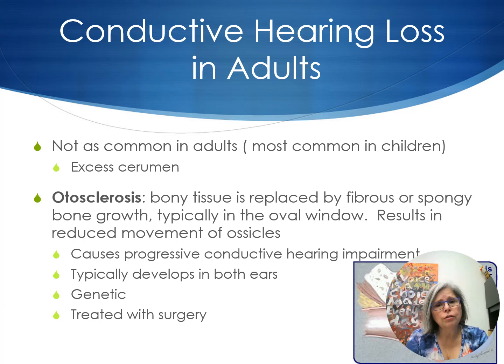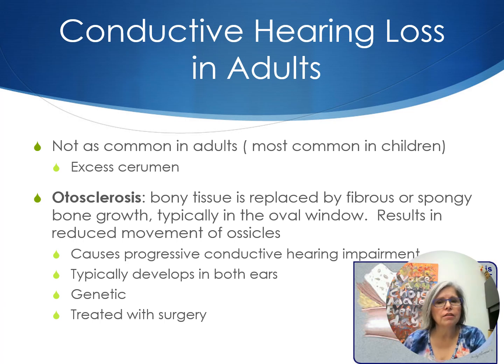The issue of more concern for conductive hearing loss for adults is otosclerosis. And this is bony tissue being replaced by fibrous or spongy bone growth, typically in the oval window. So basically, you've got a growth of kind of a bony sort of tissue, and that reduces the movement of the ossicles. In this case, a conductive hearing loss, remember, is hearing loss related to the outer and middle ears. So with otosclerosis, it's impacting the middle ear, but the inner ear, which would be a sensorineural loss, is still intact.